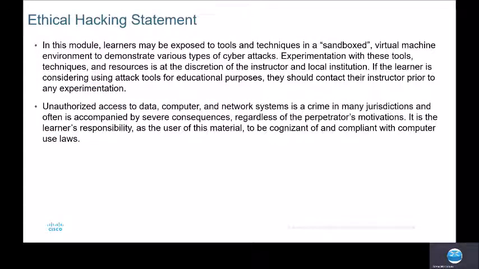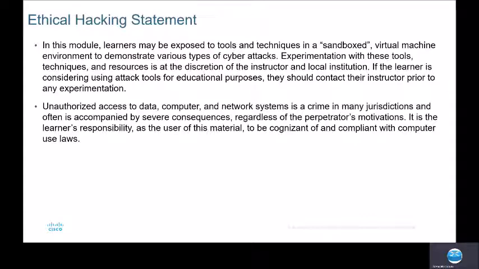Okay, so an ethical hacking statement. In this module, learners may be exposed to tools and techniques in a sandbox virtual machine environment to demonstrate various types of cyber attacks. Experimentation with these tools, techniques and resources is at the discretion of the instructor and local institution. If the learner is considering using attack tools for educational purposes, they should contact their instructor prior to any experimentation.